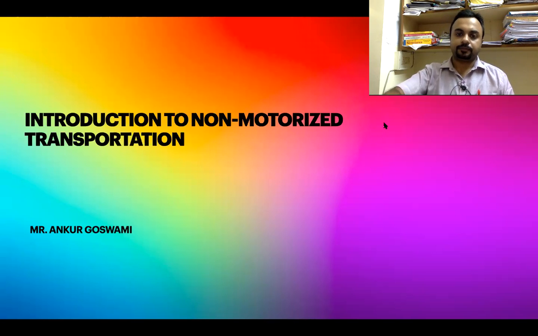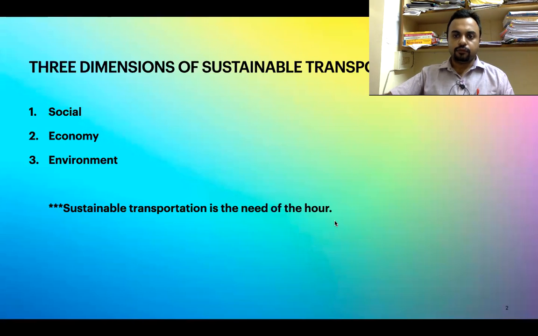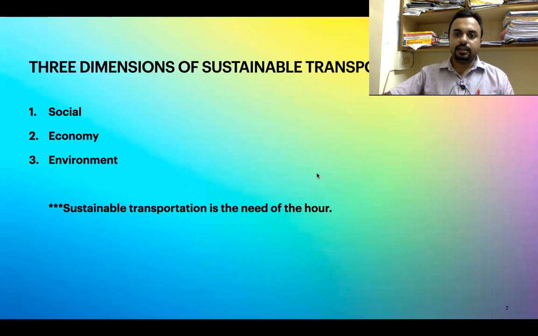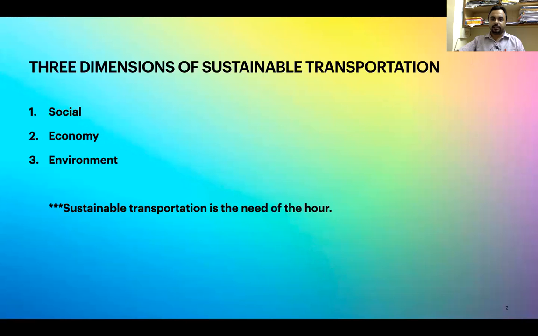Now, if we move forward, there are three dimensions of sustainable transportation. What are these three dimensions of sustainable transportation? These are the social, economy, and environment. When we say sustainable transportation, it's very easy to understand. We are taking care of the future generation. We are taking care that the environment is not hampered. So these are the three prominent dimensions of sustainable transportation.